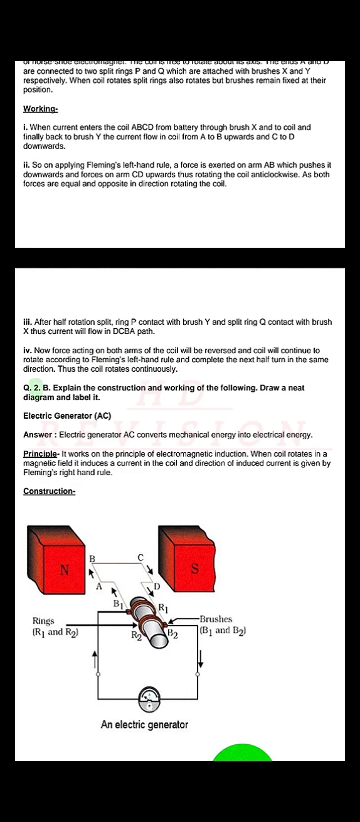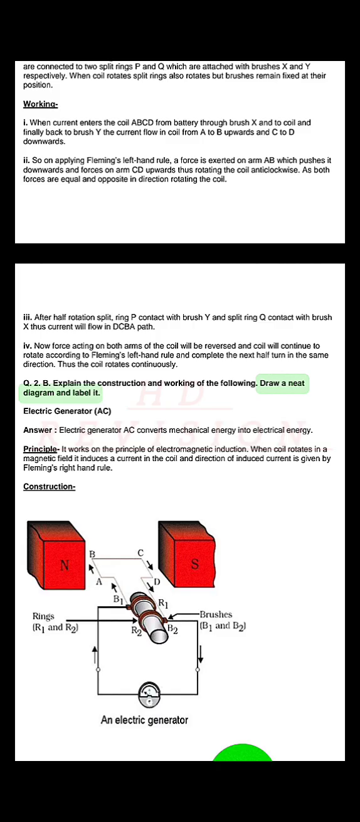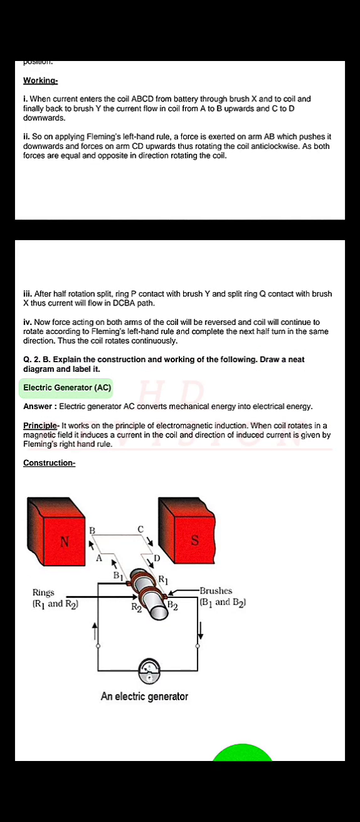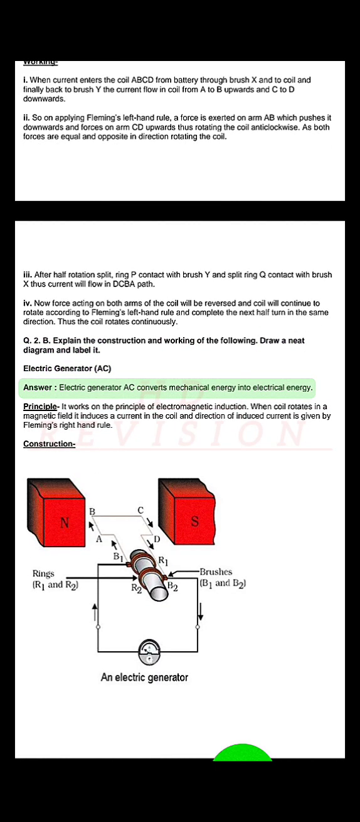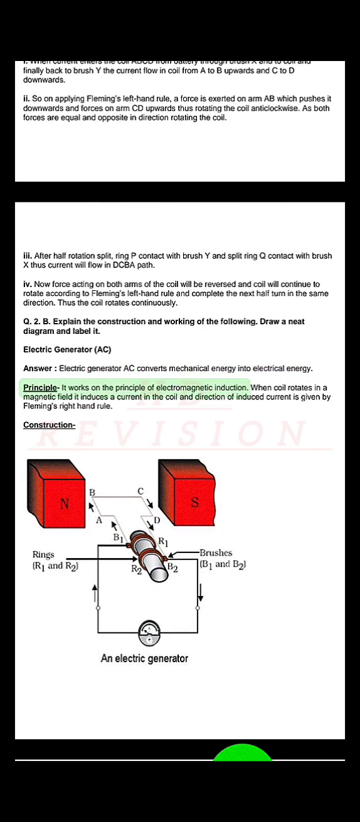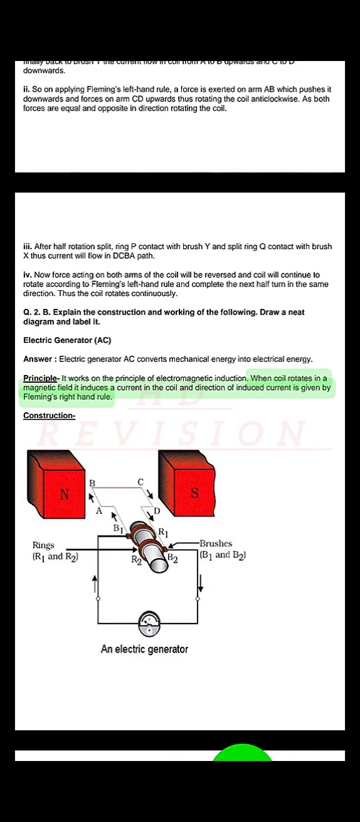Q. 2. B. Explain the construction and working of the following. Draw a neat diagram and label it. Electric generator AC. Answer. Electric generator AC converts mechanical energy into electrical energy. Principle. It works on the principle of electromagnetic induction. When a coil rotates in a magnetic field, it induces a current in the coil and the direction of induced current is given by Fleming's right-hand rule.